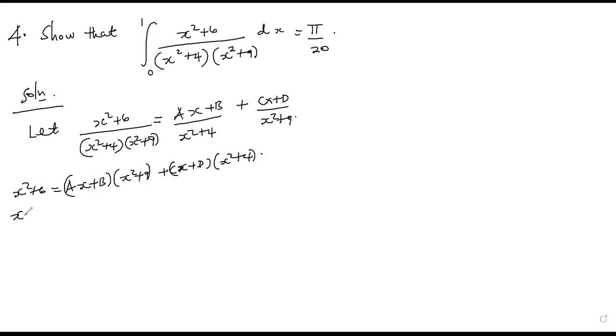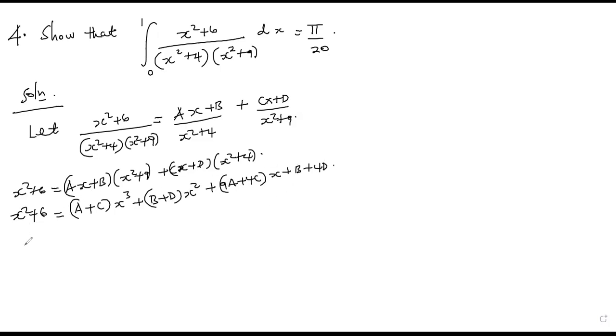So this is x squared plus 6 is equals to, when you expand and factorize, I'm giving everyone a role. You expand it, then we collect the coefficient. So it will be a plus c into x cubed. You have to do this after expanding, plus b plus d into x squared plus 9a plus 4c into x plus b plus 4d.